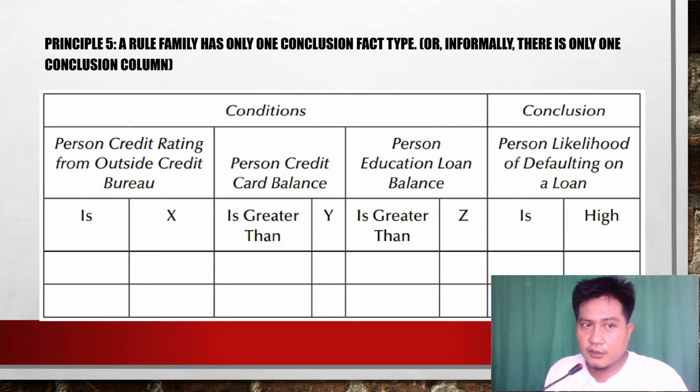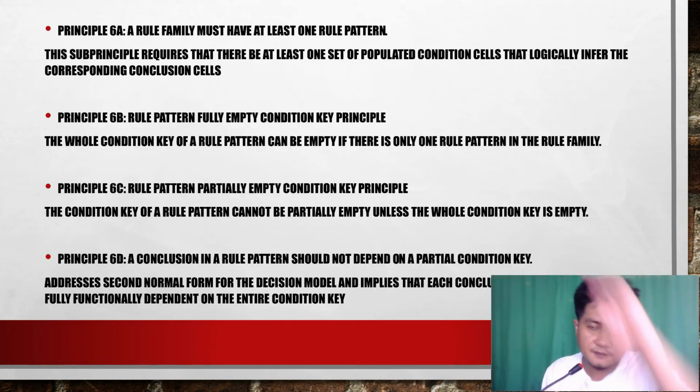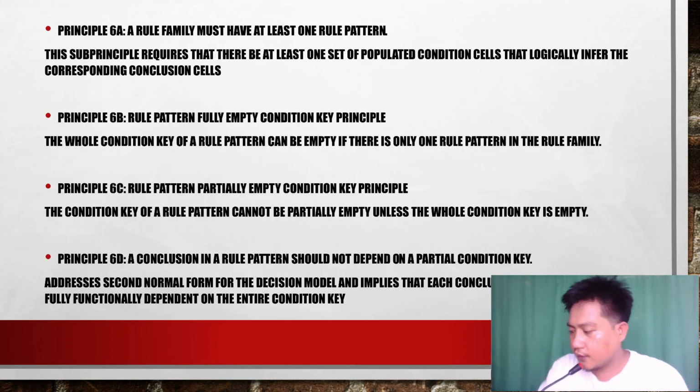And then for principle number 6, the second to the last principle, principle number 6 is divided into 4 sub-principles. The first sub-principle is a rule family must have at least one rule pattern. This sub-principle requires that there be at least one set of populated condition cells that logically infer the corresponding conclusion cells.